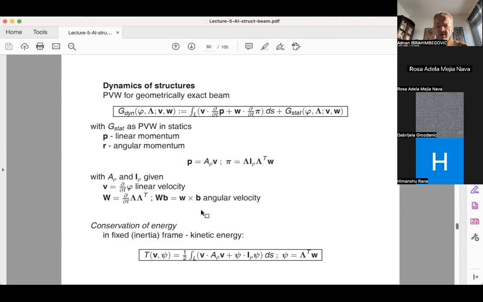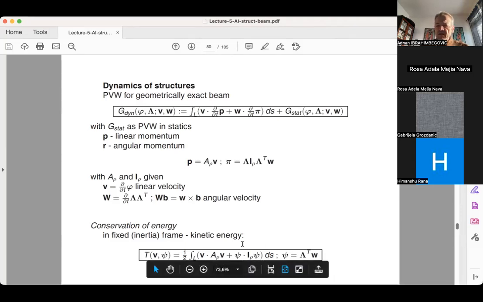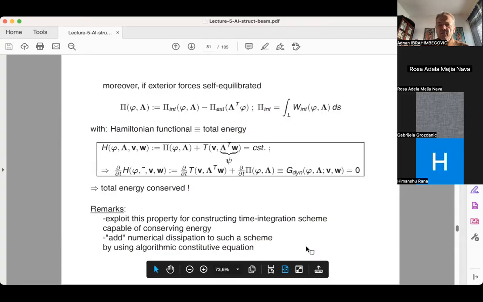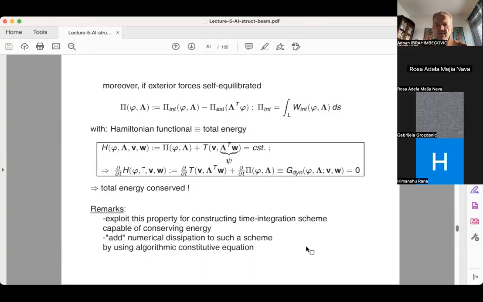And I have angular momentum, which is the moment of inertia lambda transpose times W, where V is velocity and W is angular velocity. Hence, I can say that the kinetic energy can be written as a quadratic form, which is 1/2 V dot A rho V and Psi dot I rho Psi, where this Psi is on the transpose W, where now bring it back to a initial configuration or the material representation of this.